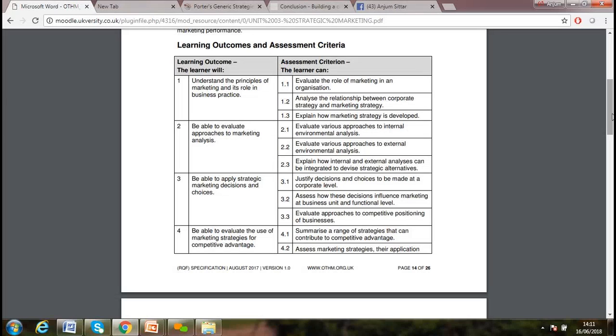Third, our LO3: we learned to apply the strategic, which means long-term marketing decisions and choices. We discussed decision making, meaning selecting the best course of action. From different alternatives, we can find which is the best option for us to maximize and achieve our organization objective. So we justify the decisions and choices to be made.